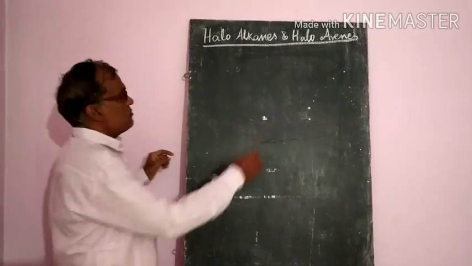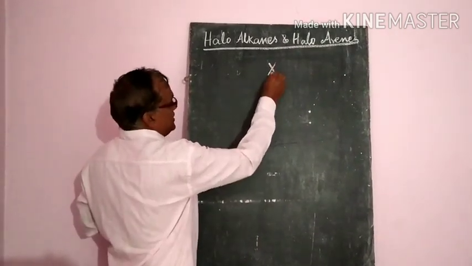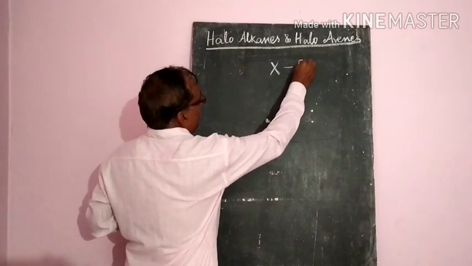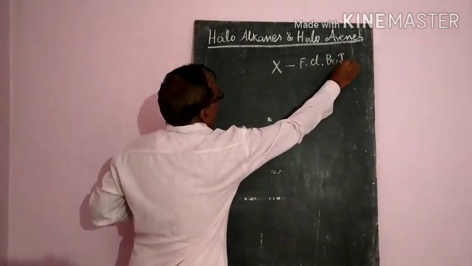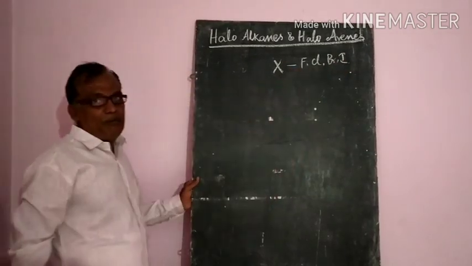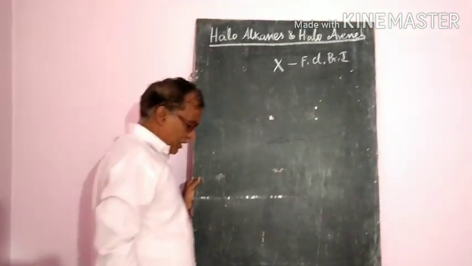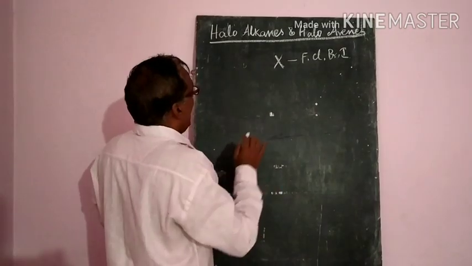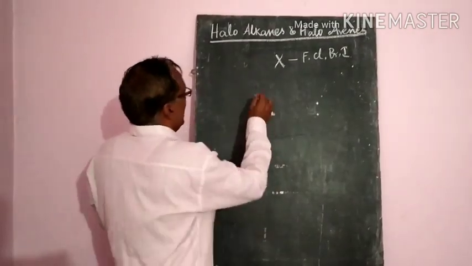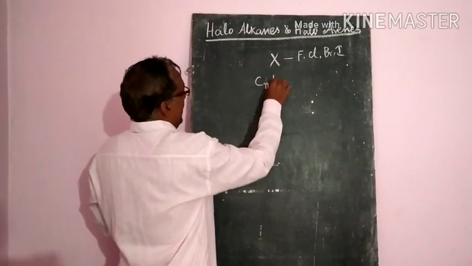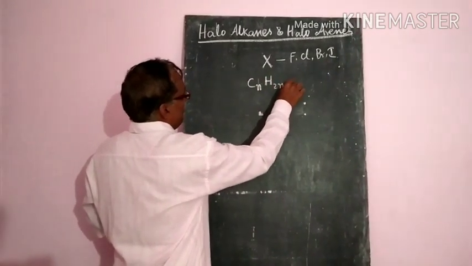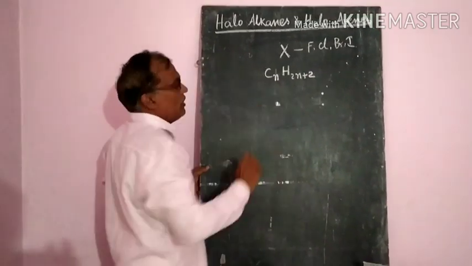Here halogen atoms are represented by the letter X. X means fluorine, chlorine, bromine, iodine. Any halogen atom may be represented. Generally, haloalkanes or haloarenes means, in an alkane, the general formula is CnH2n+2. This is the general formula of an alkane.